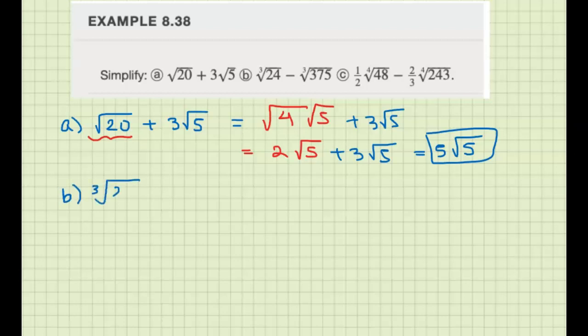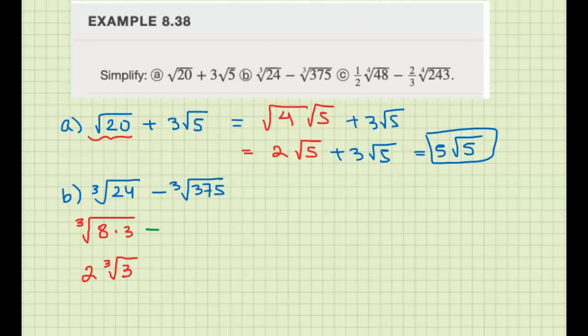And let's look at B. Cube root of 24 minus cube root of 375. All right, they're not like terms the way they're written. But let's see if we can simplify them. So think of cube roots, perfect cubes. 24 is 8 times 3. Right? 8 is a perfect cube, so cube root of 8 is 2, which comes out. And then we have cube root of 3.